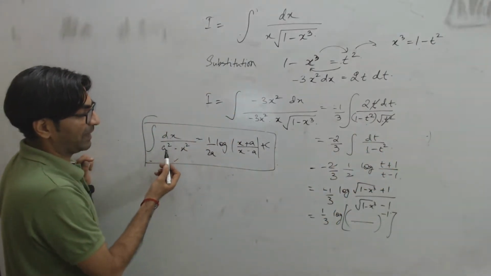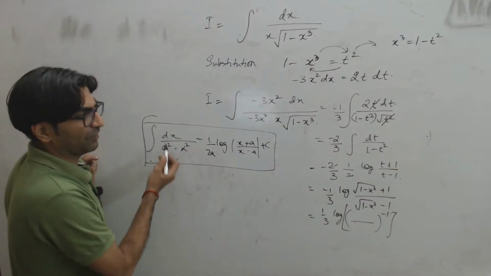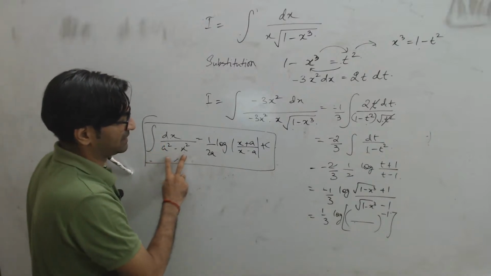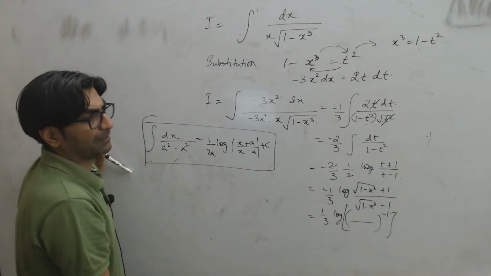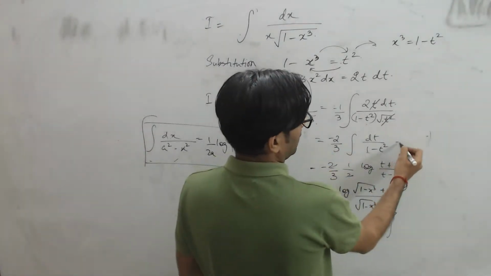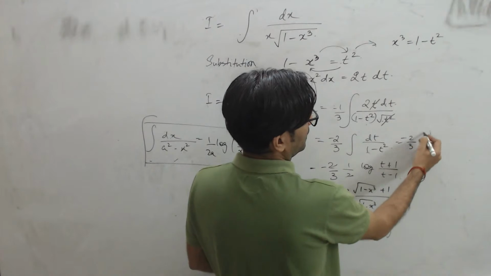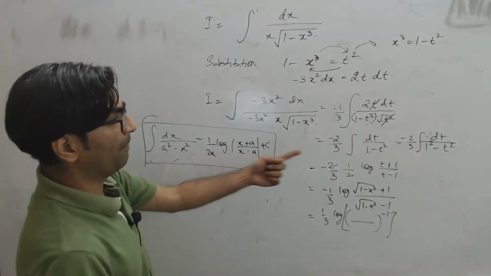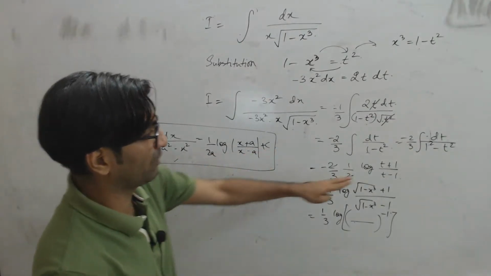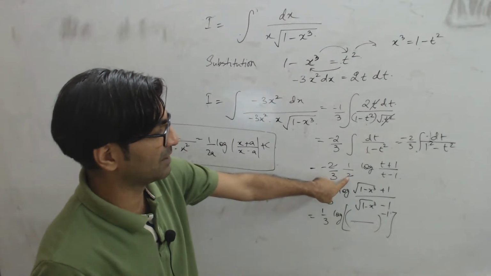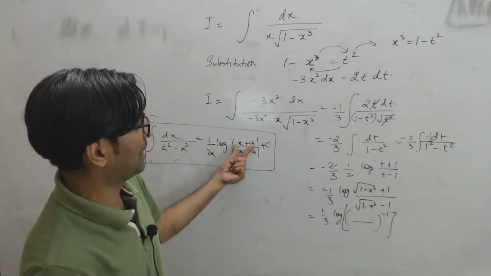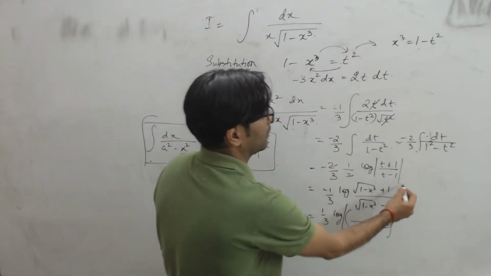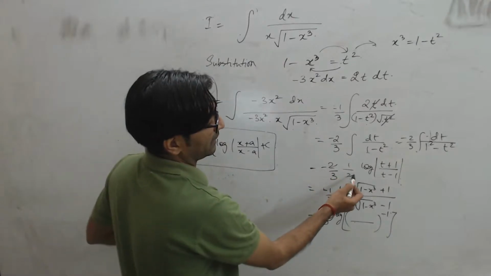You have dx by a square minus x square. This is in terms of x, this is in terms of t, but the formula is still applicable, right? When you have dx by a square minus x square, it will be 1 by 2a into log of x plus a upon x minus a. Here you have minus 2 by 3 into integral of dt by 1 square minus t square. Can you see this? Same form. So a square minus x square will be 1 by 2a. What is a? 1. So 1 by 2 into 1 log of x plus a, so this will be t plus 1 divided by t minus 1 inside the modulus. Right? Now ye 2 or 2 cancel out ho jayenge.